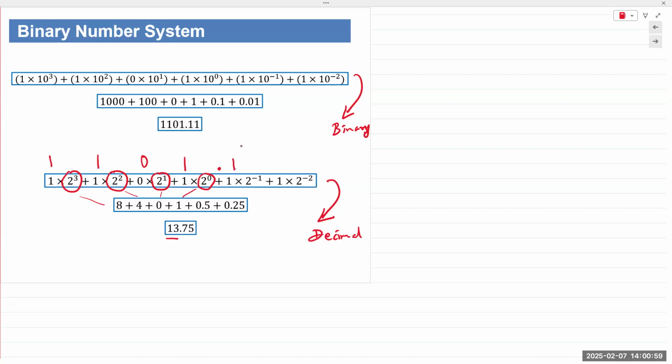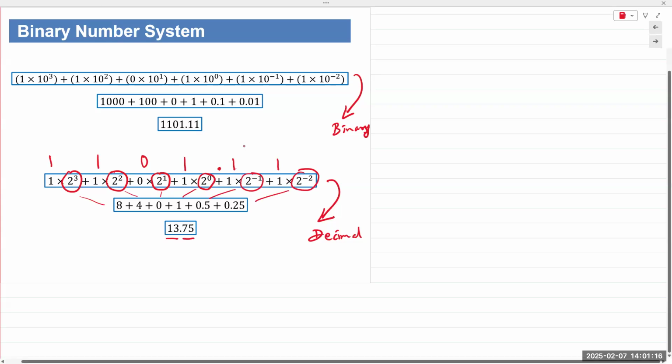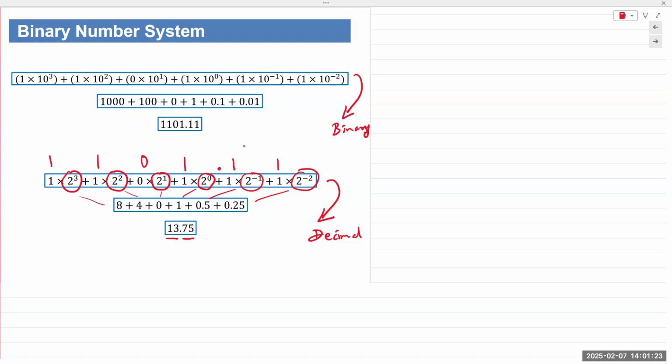On the other side, you have 0.1 and 0.01. So 0.1 would be 1 into 2 raised to minus 1, and 0.01 would be 1 into 2 raised to minus 2. That gives us 0.5 and 0.25, which results in 0.75. So 1101.11 is in decimal 13.75.